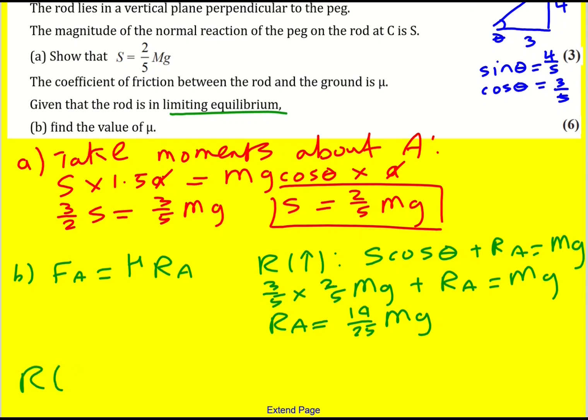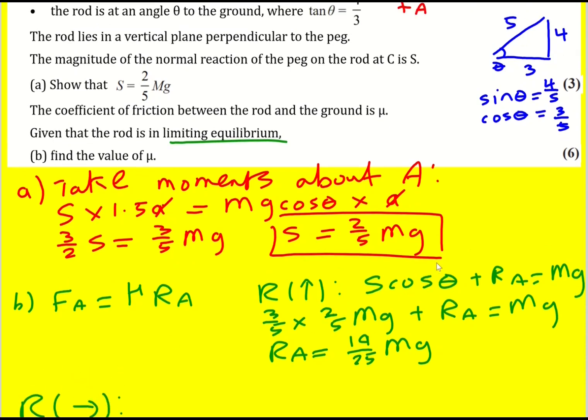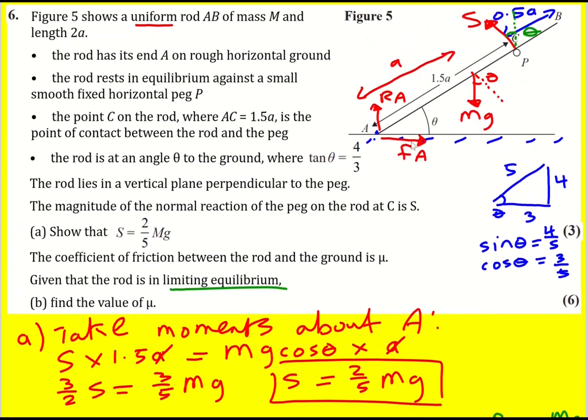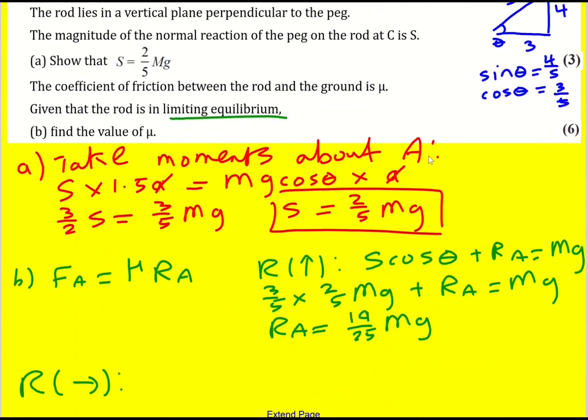Then let's look horizontally. In fact, I probably should have done that one first because it's a little bit nicer. It must be that FA acting to the right is equal to S sine theta. I haven't really talked a lot about actually resolving here. I've just assumed that you're happy resolving forces. But remember, this one here is the opposite to the angle. That's why I'm using sine, whereas before I had cos because it was adjacent, right next to the angle. Okay, so I've got S sine theta equal to FA.